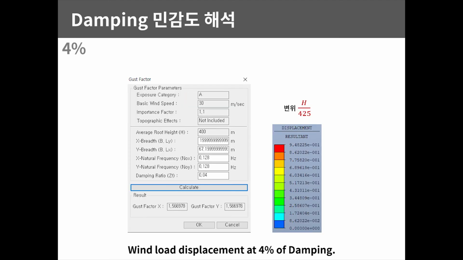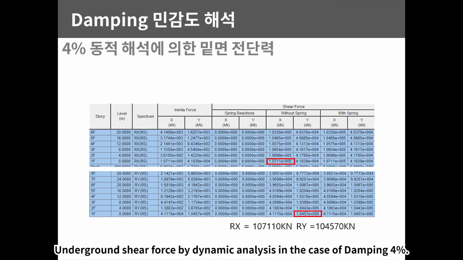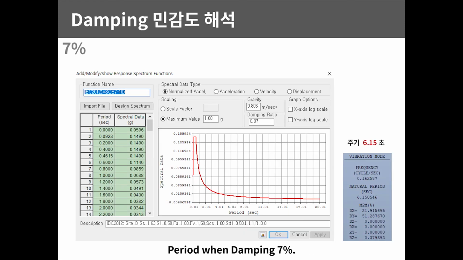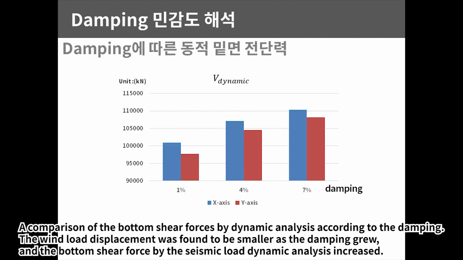Wind load displacement at 4% damping. Period at 4% damping. Base shear force by dynamic analysis in the case of damping 4%. Wind load displacement at 7% damping. Period when damping is 7%. Base shear force by dynamic analysis in the case of damping 7%. A comparison of the base shear forces by dynamic analysis according to the damping.